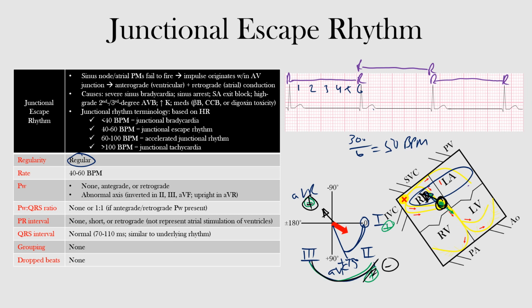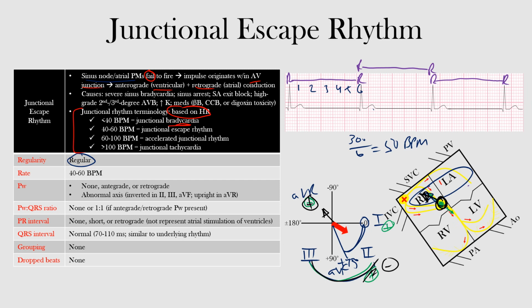All right, so hopefully this is all starting to make sense. Let's briefly run through our chart before we end here. So again, junctional escape rhythms occur when the sinus node or those atrial pacemakers are failing to fire, okay? And because of that, it's originating in that AV junction, and we're also going to have anterograde conduction to the ventricles and retrograde conduction to the atria. Remember, some causes we went through here, you can go through them on your own. Remember, here's our junctional terminology that we just looked at.